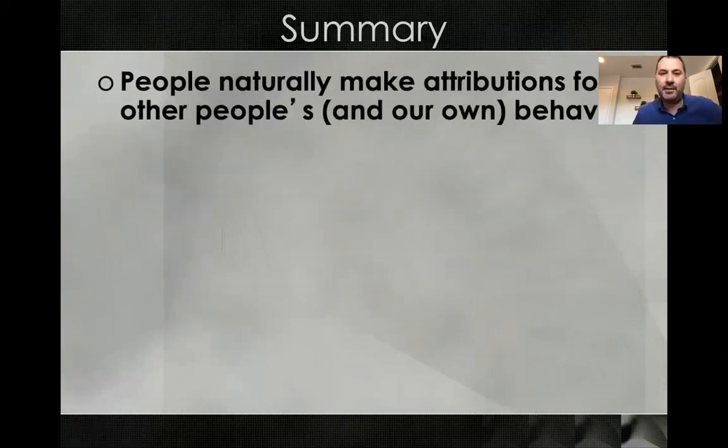Okay, so just to summarize the section then on attributions, we have a natural tendency to make attributions for other people's behavior as well as our own behavior. It's almost uncomfortable to not try to explain why someone did something or why you did something. We saw that when we looked at the section on introspection, that when you ask people why they like something, almost invariably they will come up with an answer. They won't say, I don't know, even though that might be the most accurate answer, but they'll almost invariably come up with an answer because we have this natural tendency to make these attributions.